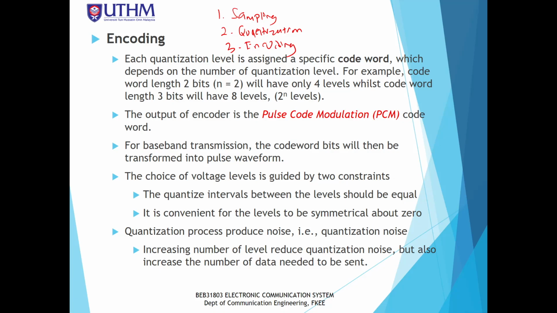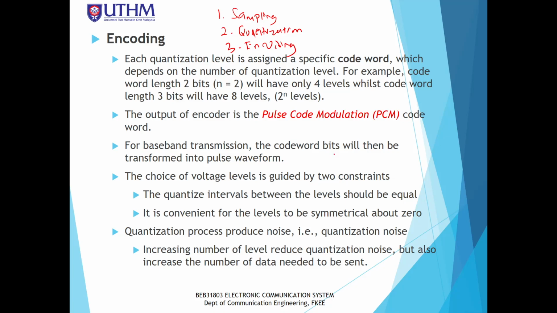Okay, we are assigning a specific code to each of the quantized levels. The output of this encoding process is what we call PCM, pulse code modulation. So the output of encoding is what we call PCM.